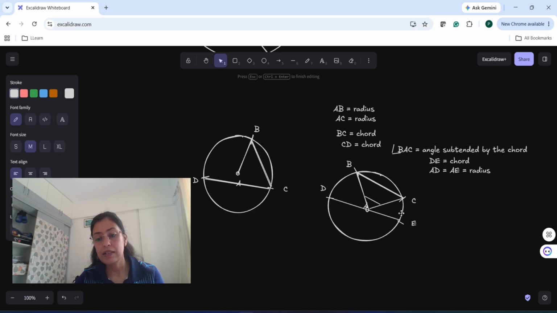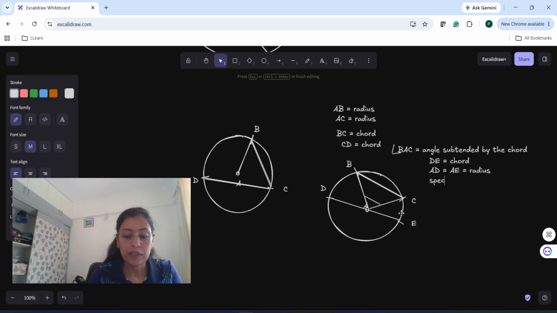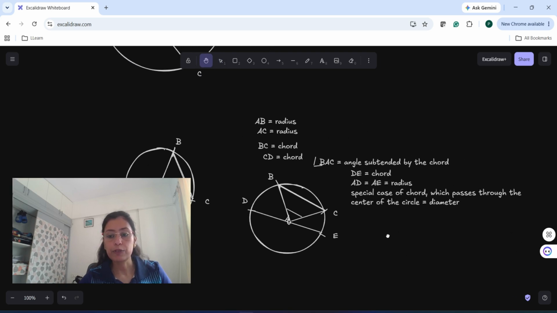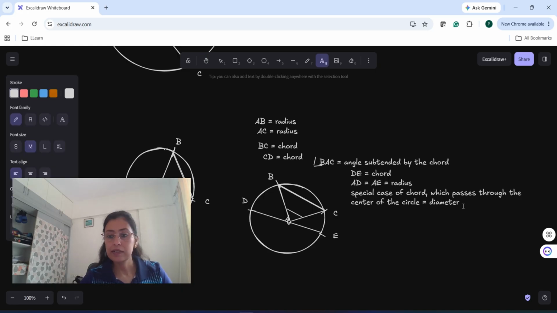This is a special case of a chord which passes through the center of the circle. This is called the diameter of the circle. So the diameter of the circle is the chord which passes through the center of the circle.